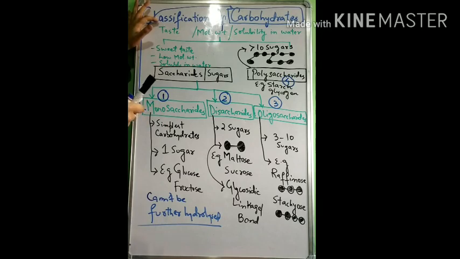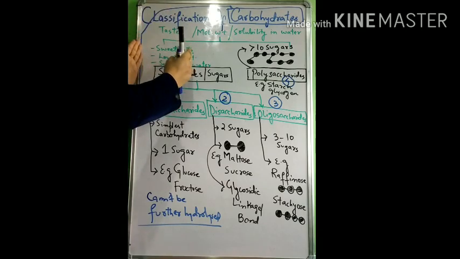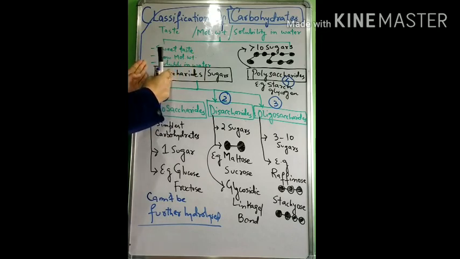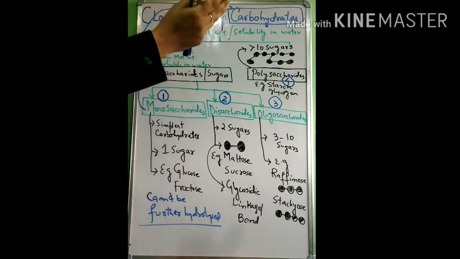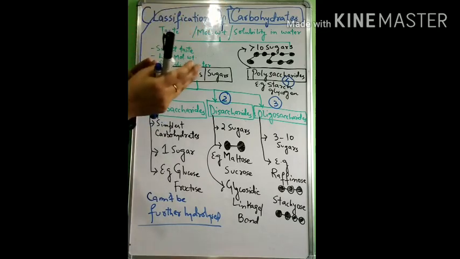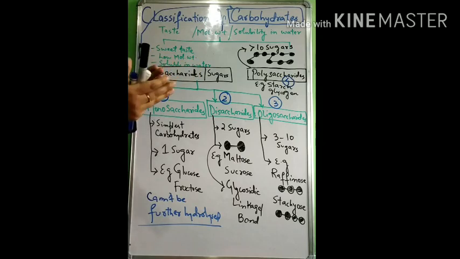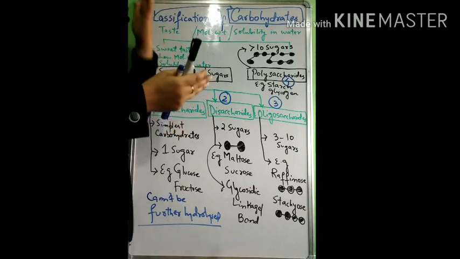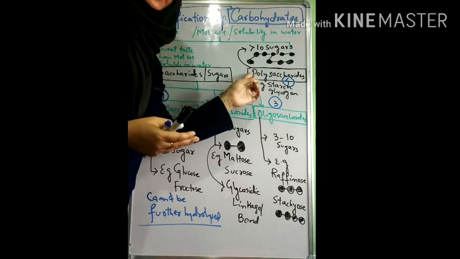So I have classified carbohydrates based on physical properties. 3 properties I have taken into consideration: taste, molecular weight and solubility. As per these, certain have sweet taste, low molecular weight and are soluble in water. That category we have called saccharide or sugar. Certain others were what? Tasteless, insoluble in water, and having high molecular weight. That category we call polysaccharides.